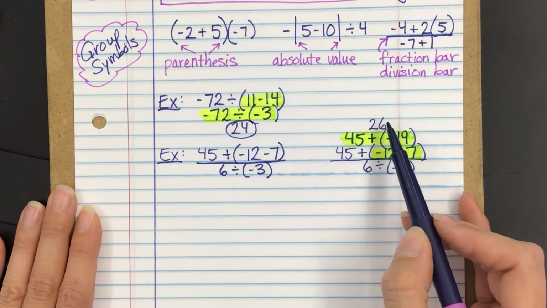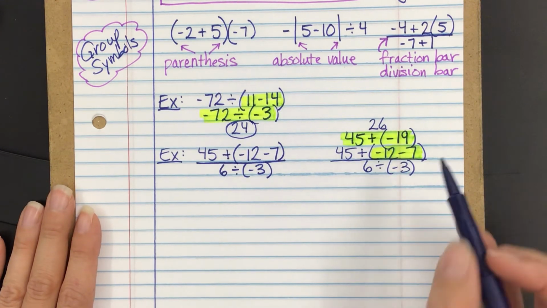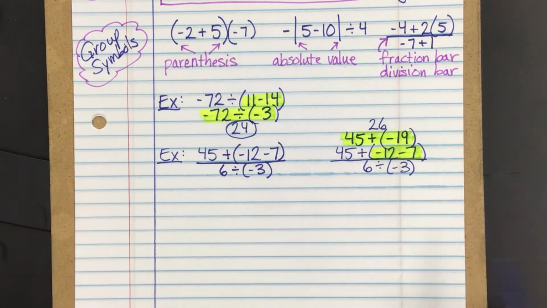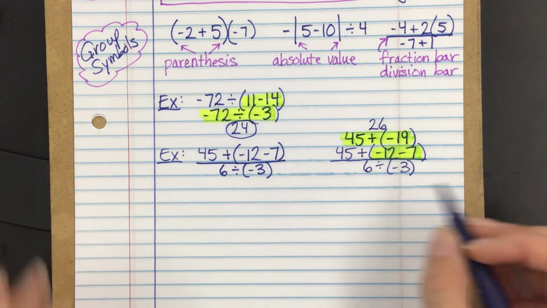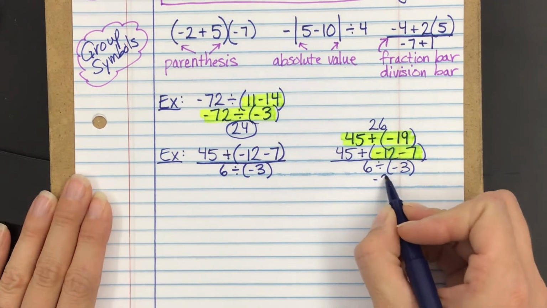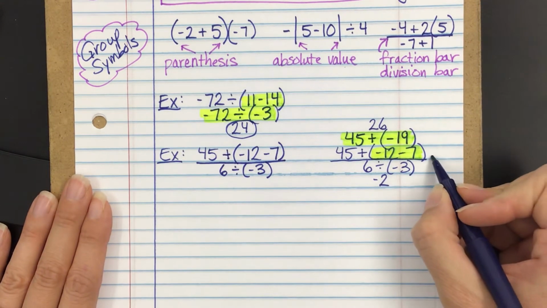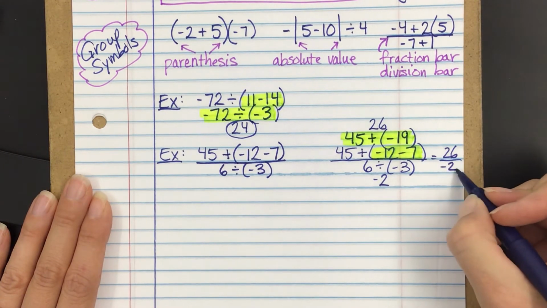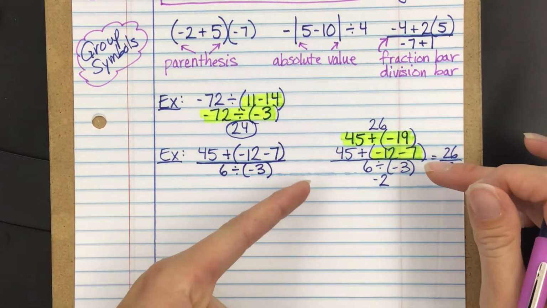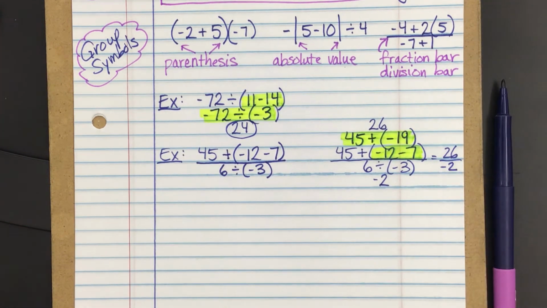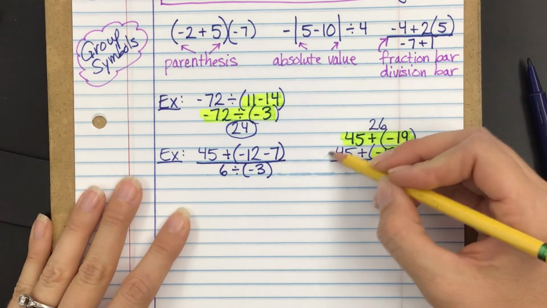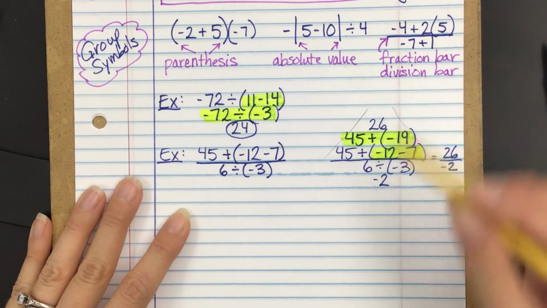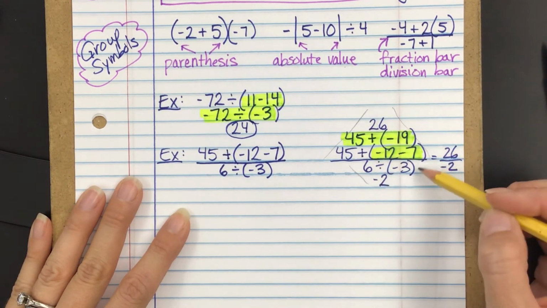So we have the top down to one number. Now we're gonna work down for the bottom. So 6 divided by negative 3 is negative 2. Now we can rewrite this as 26 over negative 2. So we simplified the top by going up at a diagonal like this, or like an upside down triangle, and we simplified the bottom by going like this.